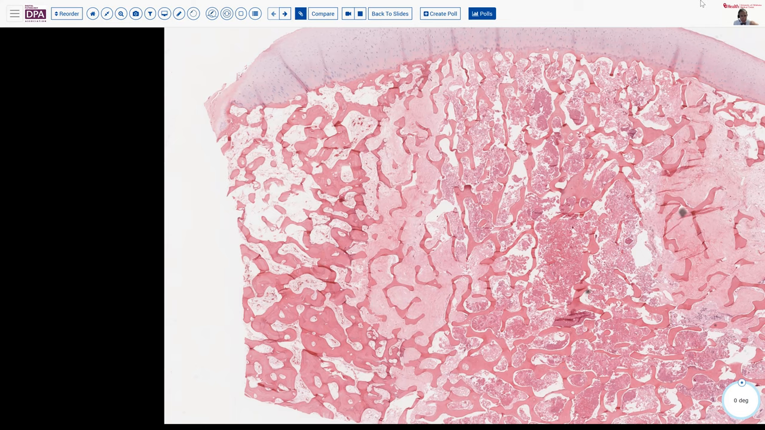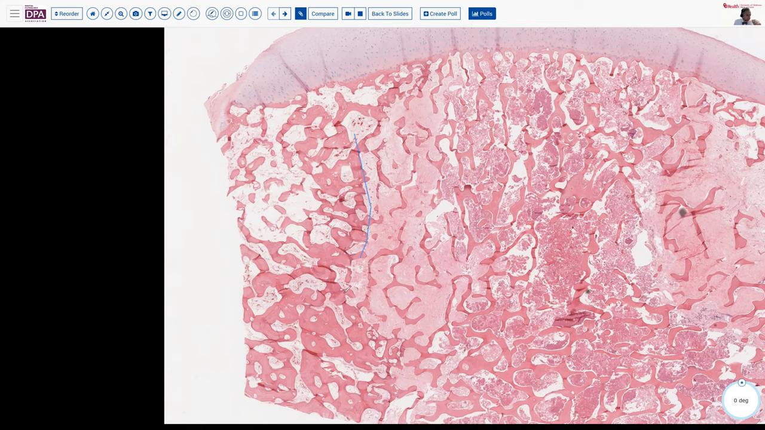Can you see my cursor when I move over the bone? That's what I've been using as a pointer, but I'll use other annotation tools if I can here. Let's see. Spotlight.